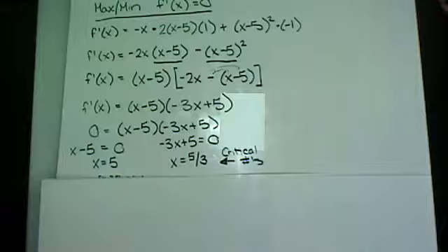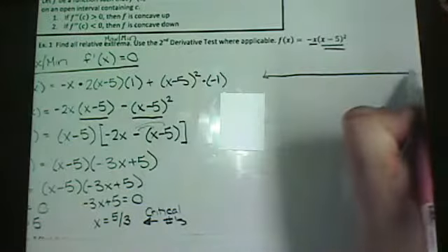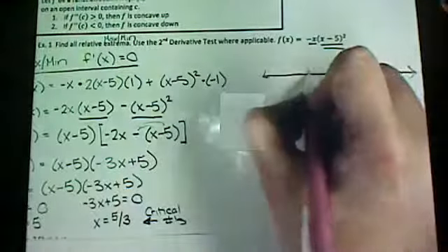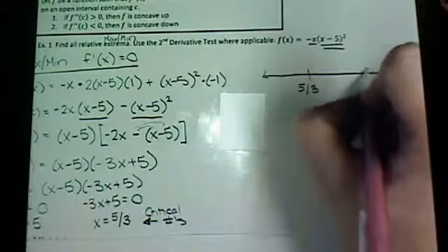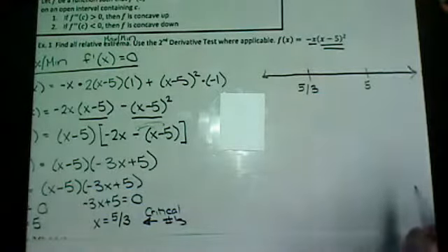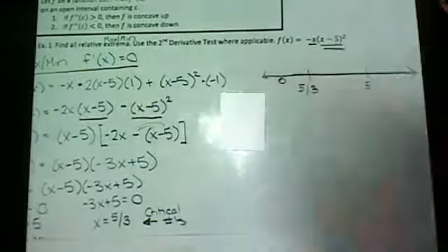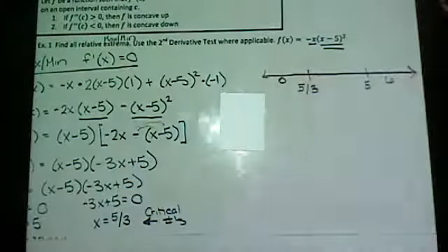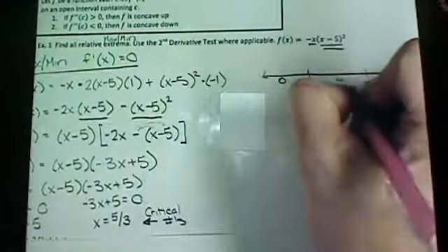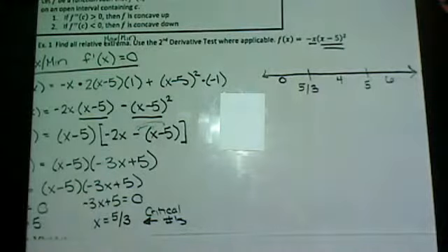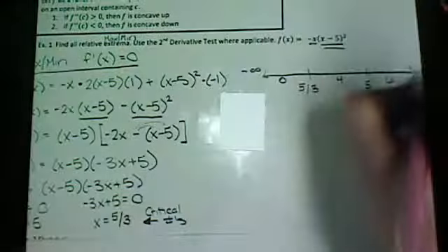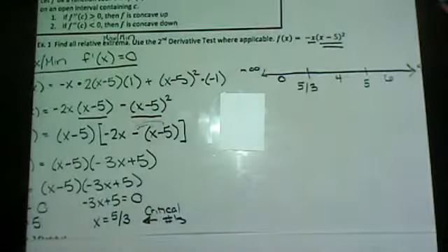Let's actually find out which ones I have. To do that, I'm going to do the first derivative test. So remember, this is where you draw your interval line. I'm going to break it up with a 5/3 and a 5. And I'm going to pick numbers in between these. Like, I'm going to pick 0 over here. I'm going to pick 6 over here. And I'm going to pick 4 right there. It doesn't matter what I pick. I'm just going to pick something within the interval. Remember, this is going to negative infinity. This is going to positive infinity.